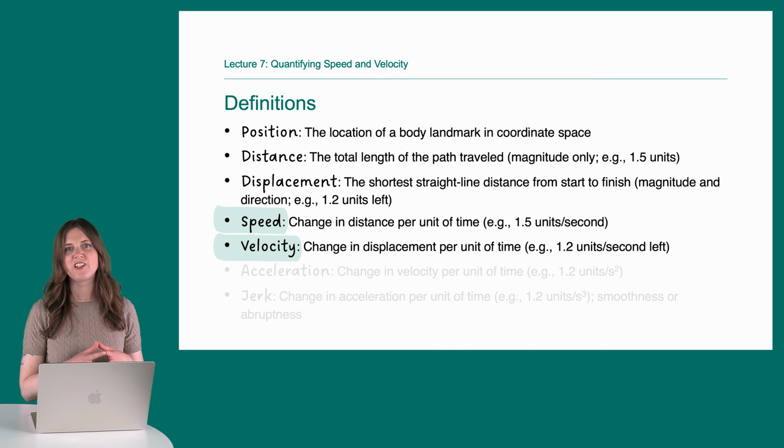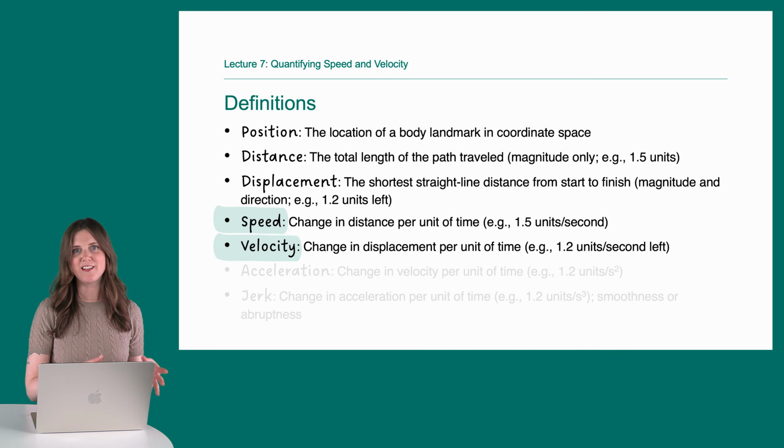Now let's look at the definitions for speed and velocity. You might sometimes hear these used interchangeably, but there is a difference in their definitions. Speed is the change in distance over time, which is a scalar value with only magnitude but no direction. In contrast, velocity is change in displacement over time, and this is a vector with both magnitude and direction.